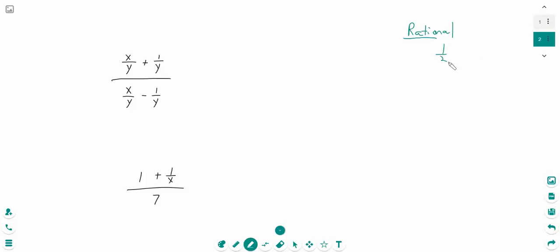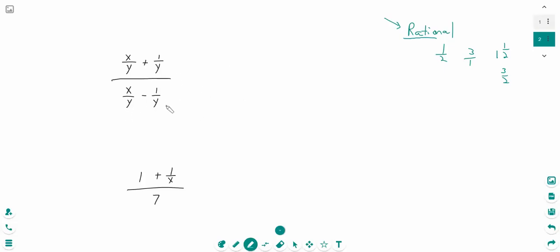So 1/2 is rational. 3 is rational because I could write that as 3 over 1. 1 and 1/2, of course, is rational. I could write that as 3/2. All right, so anything that I can write as a fraction is considered a rational number. All right, so here, when I say this is a rational expression, just remember what that means. It means that this is made up of fractions. It's made up of numbers that are written as fractions. Okay, so whenever you see that word rational in your mind, you should think fraction. Okay? All right, but anyway, I digress.